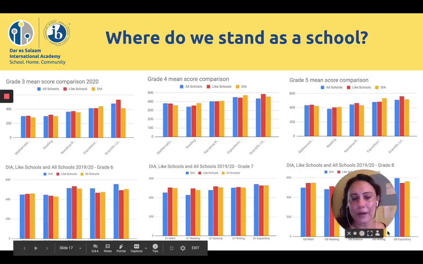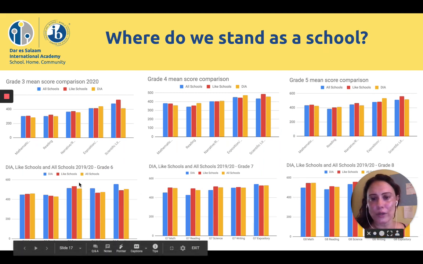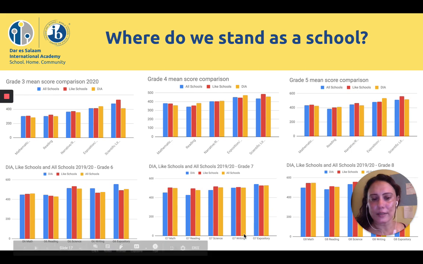In comparing us to other schools, we can also track some changes here as well, and this is throughout the grades. We can see 3rd grade all the way up to 8th grade, and you can see some steady improvement with scores when we compare to other schools in these areas of math, reading, narrative writing, exposition, and scientific literacy.